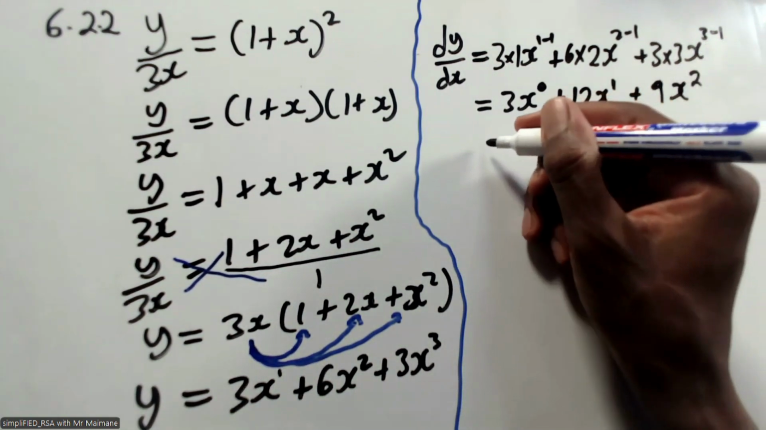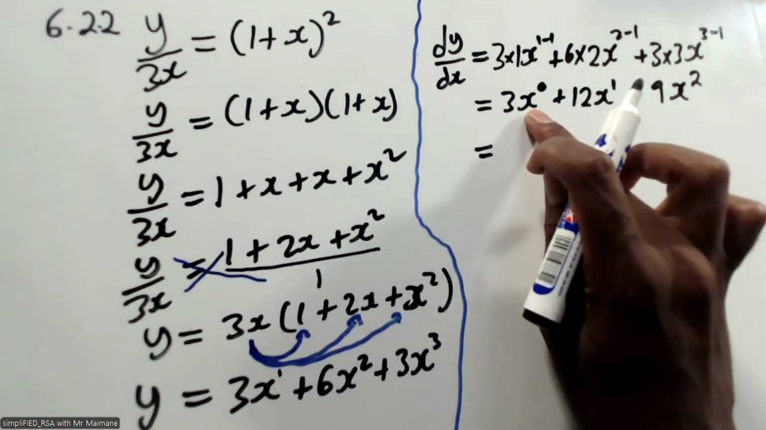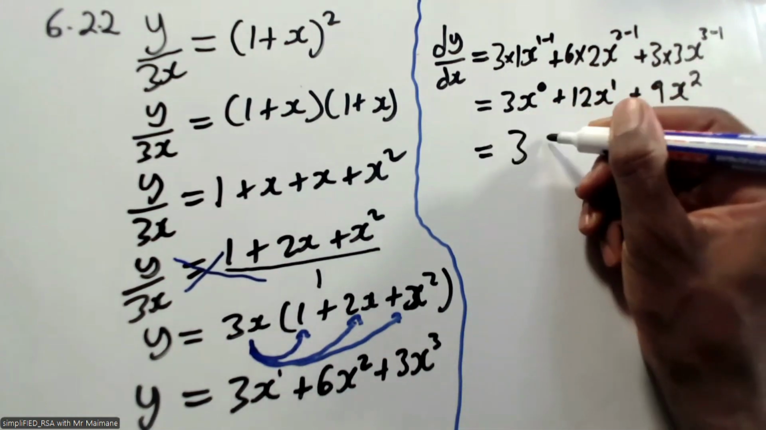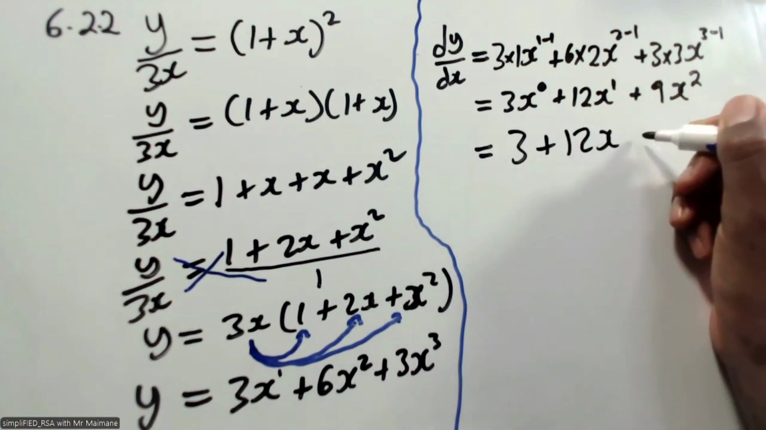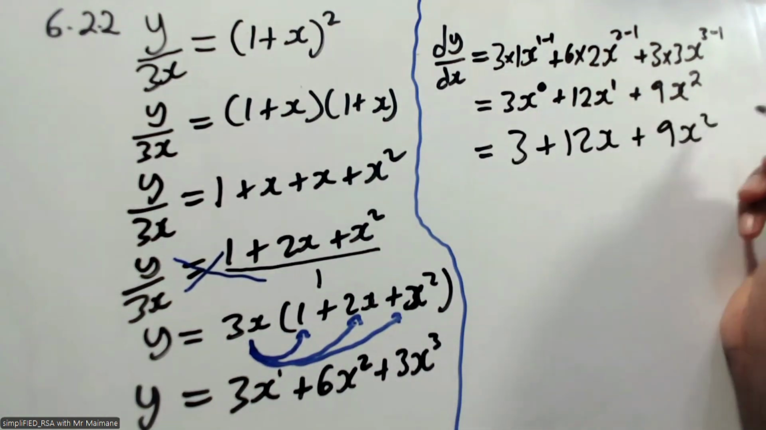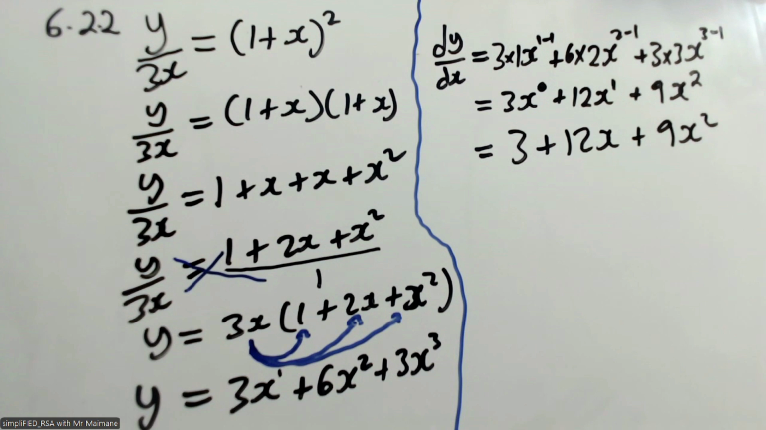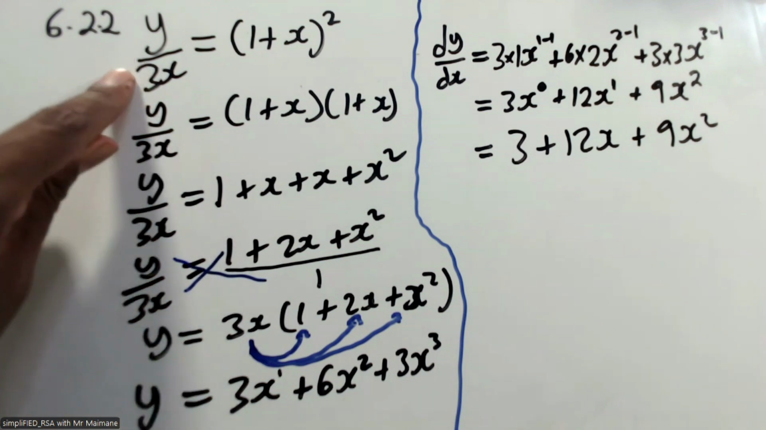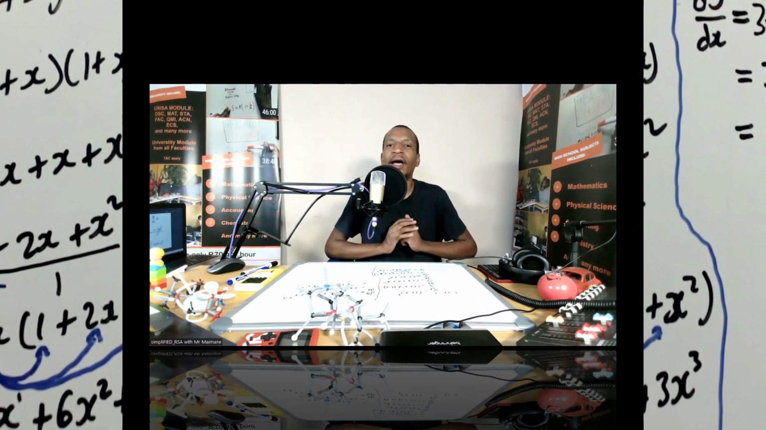Therefore, if I simplify these, any number to the exponent 0 is 1. So I would have 3 plus 12x plus 9x squared. So that's how you get dy over dx for such a question. But you still have to remember that you first need to simplify your given equations before you can apply your differentiation.